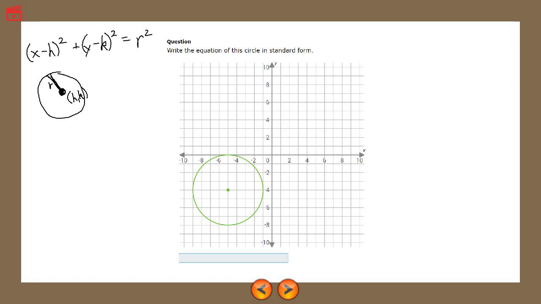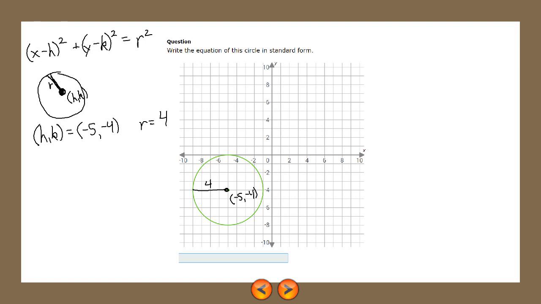What's going to be important for you to do is to identify the center of your circle. In this case, our center is at (-5, -4), meaning our h and k are -5 and -4. You also have to identify your radius, r. Going from the center, straight left, how long is that line? Well, just 4 long, so the radius is 4.